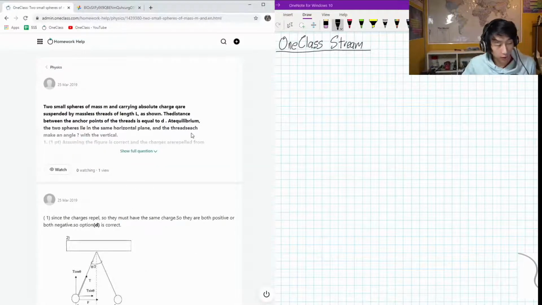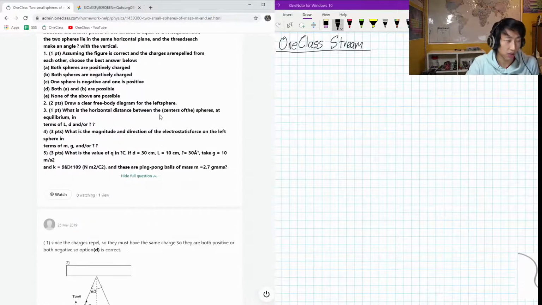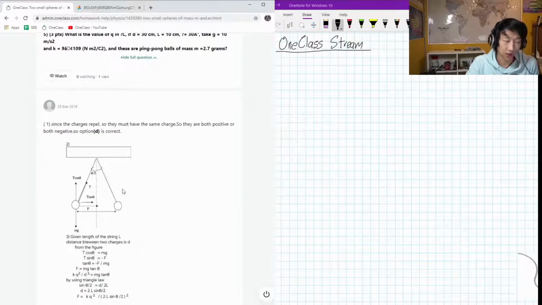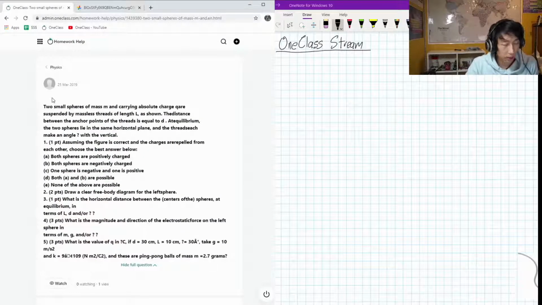So this is the first question that we have on the menu today, and it is presenting the following situation. We have two small spheres of mass m. We don't really know what they are, well, not at this point, and they are carrying absolute charge q. They're suspended by massless threads with length L, as shown. It's not quite shown here in the question, but here we have a diagram that kind of represents what's going on. I'll redraw that later, but let's keep going through this situation.